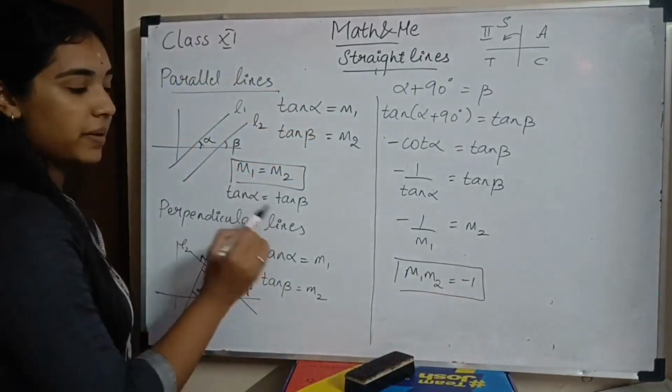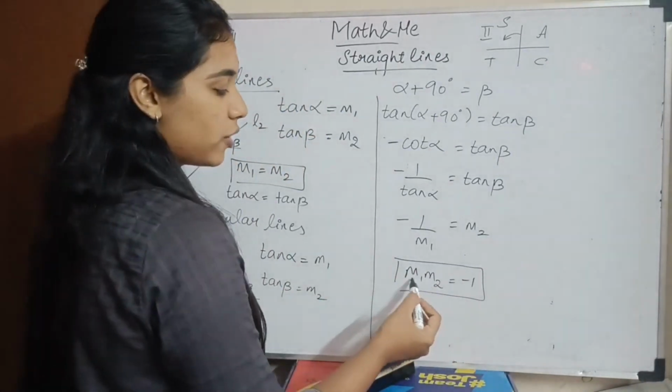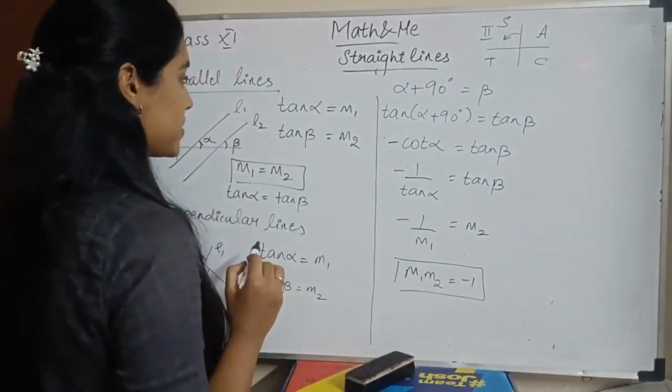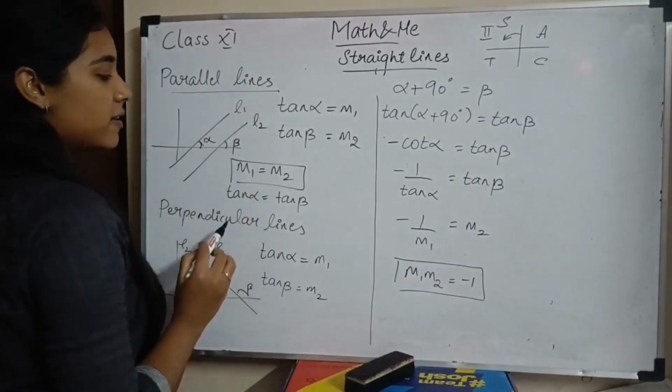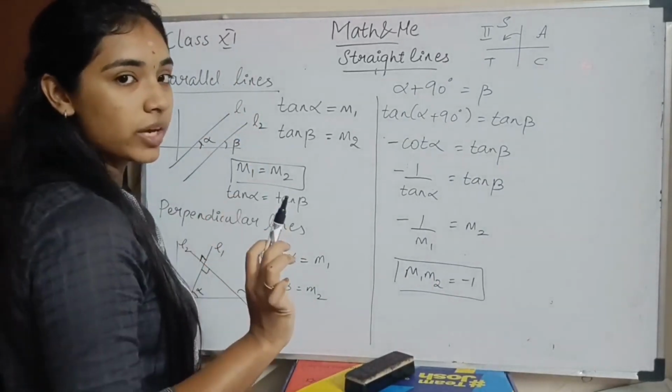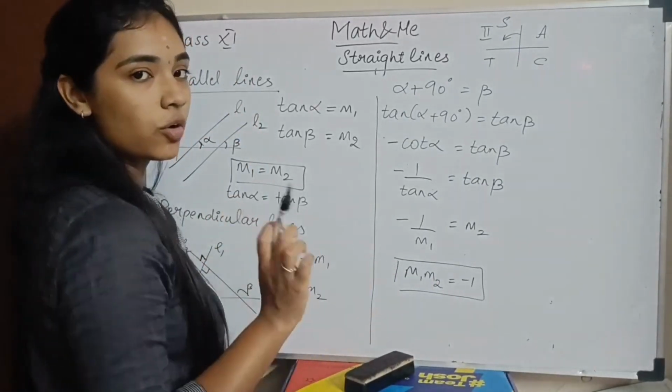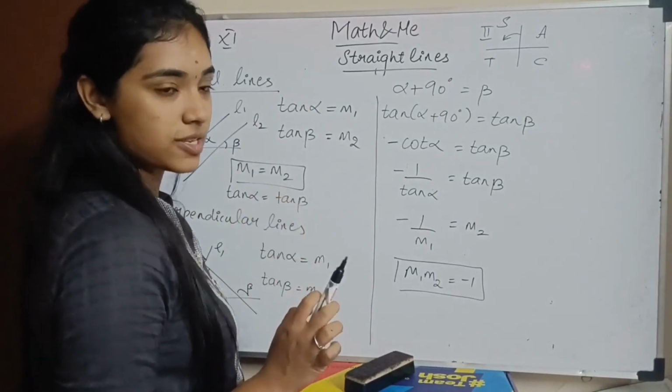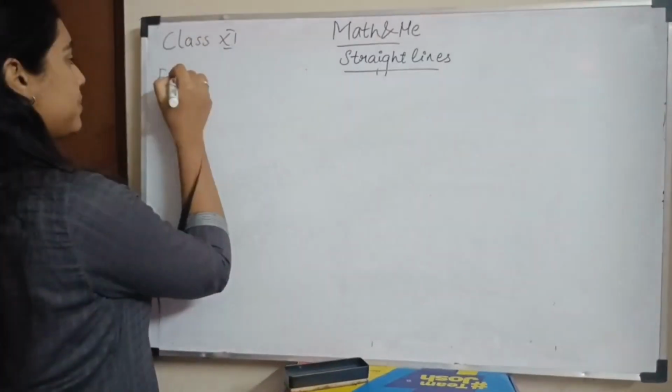When two lines are perpendicular, you have the product of their slopes to be minus 1. When you have two parallel lines, the slopes are equal. Okay, so this is what you need to remember to solve all your examples and exercise questions. It is very, very useful. Example number 1.